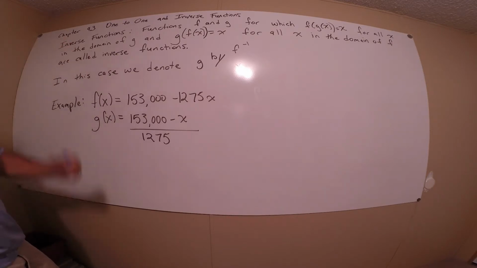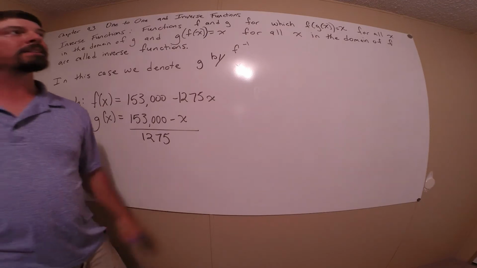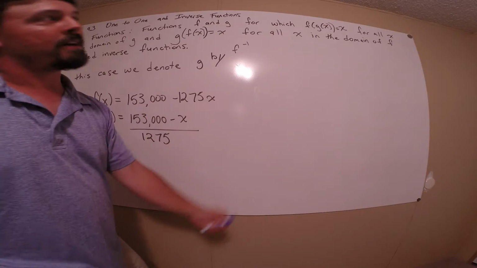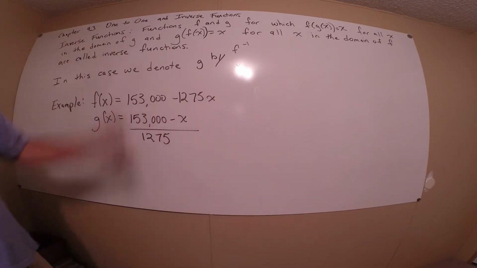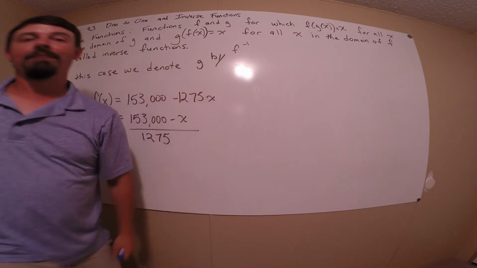So we've got inverse functions. We've got a function f and g, for which f of g of x equals x for all x in the domain of g, and g of f of x equals x for all x in the domain of f. If we have that, they're called inverse functions. In that case, we can denote that g by f inverse.